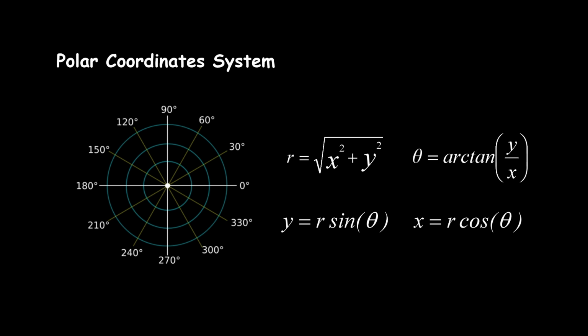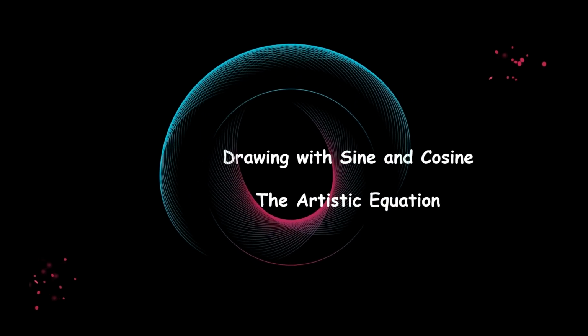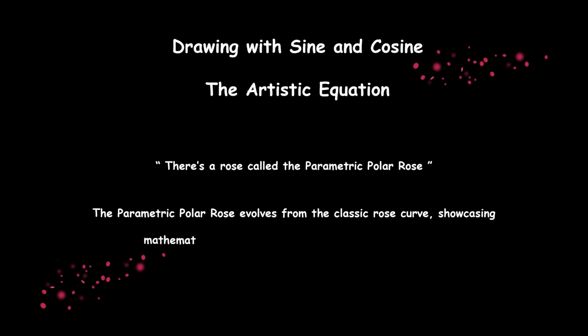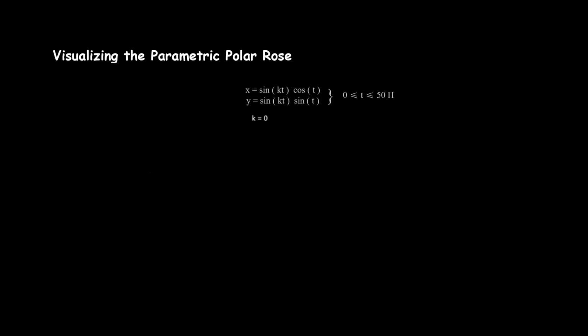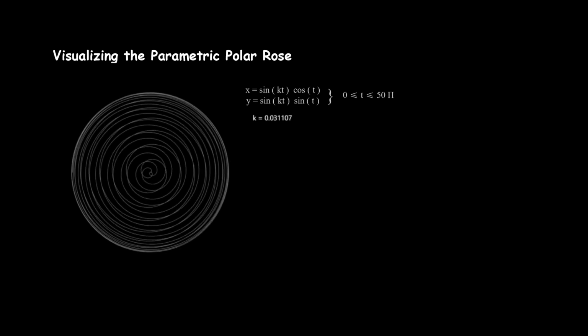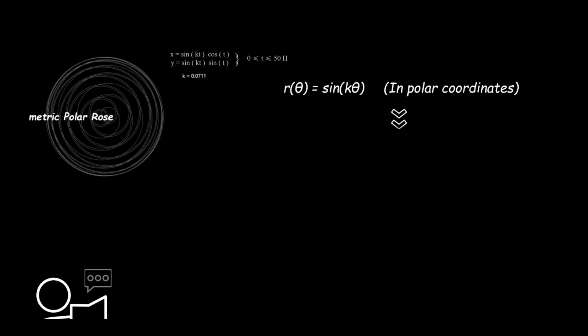for rotational patterns. Let's examine the parametric polar rose, a captivating curve that merges mathematical precision with natural beauty. Its graceful symmetry and periodic structure symbolize patterns found in nature, like blooming petals or rippling waves. In polar coordinates, the formula r of theta equals sine of k times theta can be converted into Cartesian coordinates, enabling visualization in 2D space.